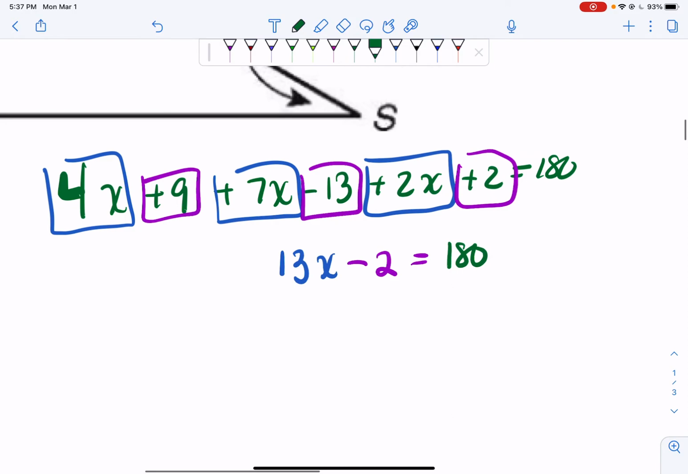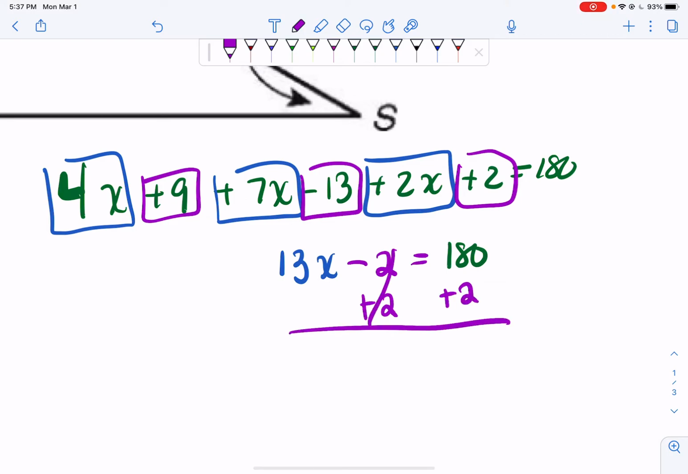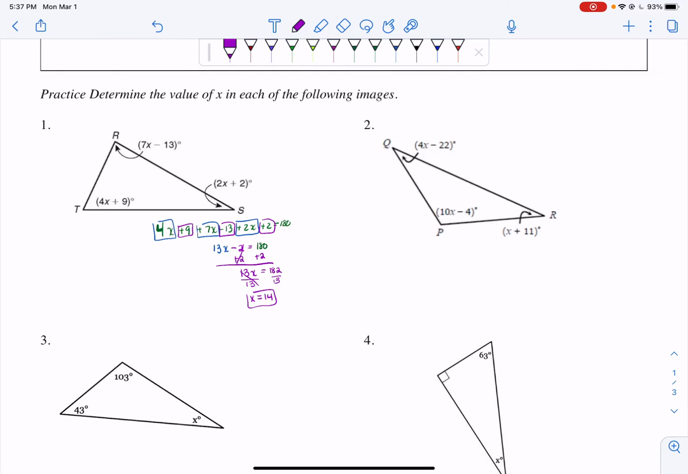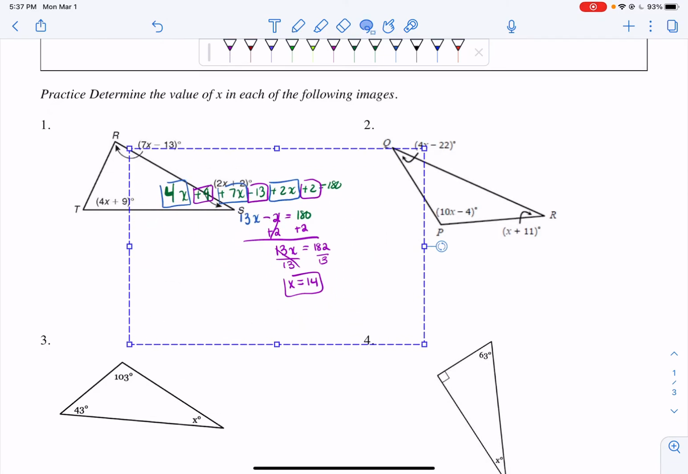Now it's a two-step equation. Get rid of my 2 by adding 2 to both sides of my equation. So I get 13x equals 182. Now I divide both sides by 13, and I get x is equal to 14. And that's your final answer, because the questions are just asking you to solve for x. Now let's go on to our next example.